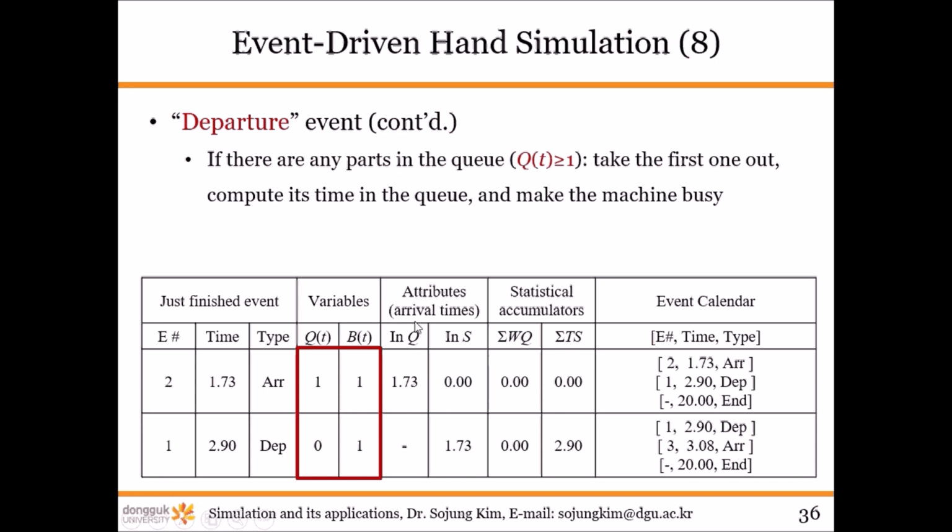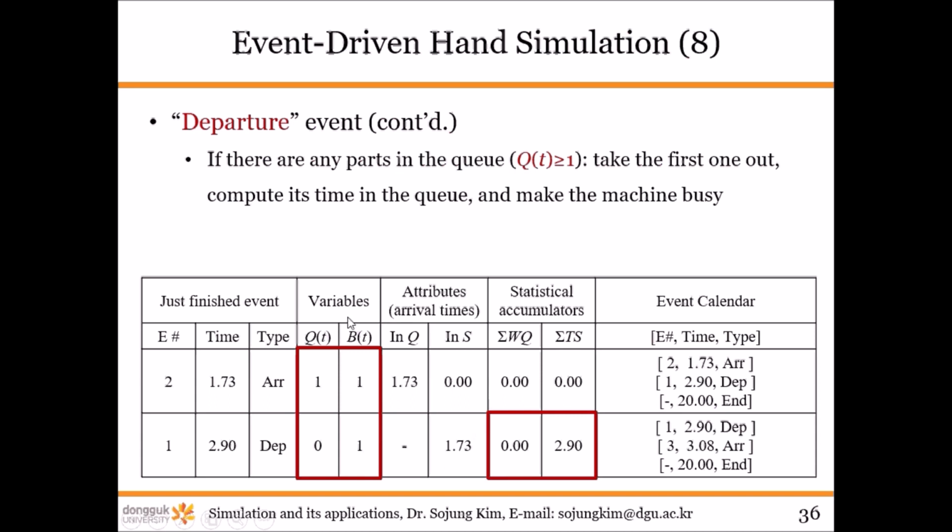This is the arrival time, right? Arrival time of the first entity was 0, and then this is the arrival time of the second entity, right? So 1.73 is the arrival time of the second entity. That's why here also we have 1.73, because this is the arrival time of the second entity, right? So this only shows the arrival time of the entity in the queue and in the server. So that's why we have these numbers.